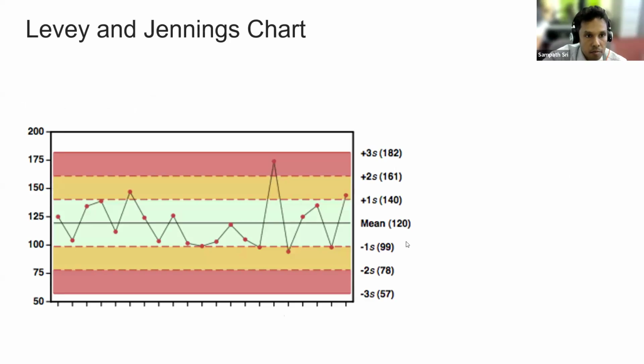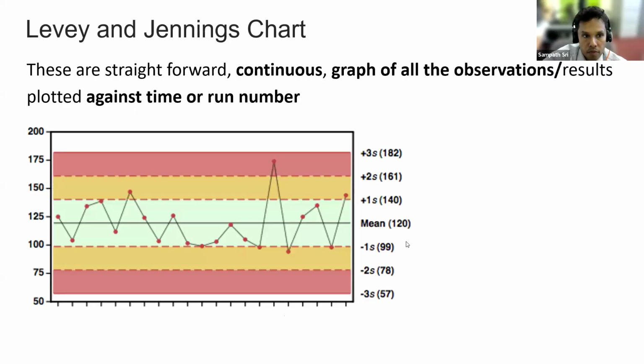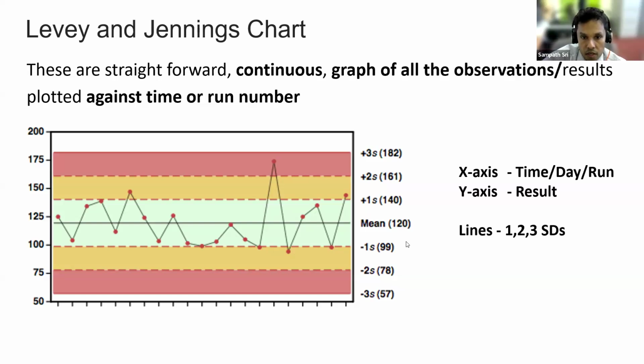And this is the typical Levey-Jennings chart. It is a straightforward chart with continuous observations of results plotted against time or run number. The x-axis contains time, day or run, and the y-axis is plotted with results. These lines are 1 SD, 2 SD or 3 SD, above or below the mean.